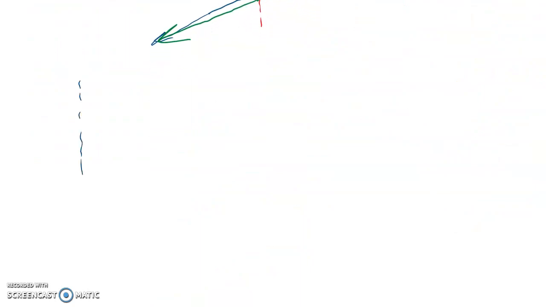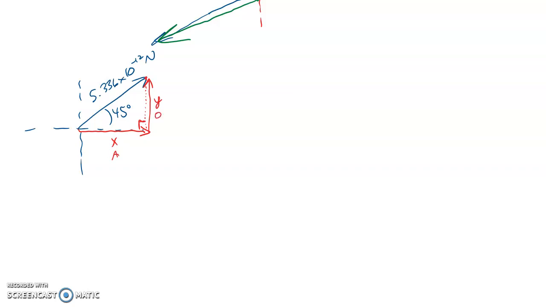I'm going to redraw that. 5.336 times 10 to the negative 12 newtons at a 45-degree angle. So we want to find the x and y components. So I'm going to start at the tip here. I'm going to drop a perpendicular, a line that is perpendicular to the x-axis. That shows me how long to draw the x component and how long to draw the y component. And I'll note that the x component is adjacent to the 45-degree angle. The y component is opposite.